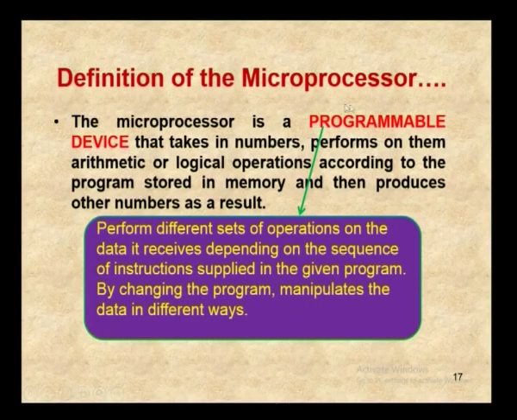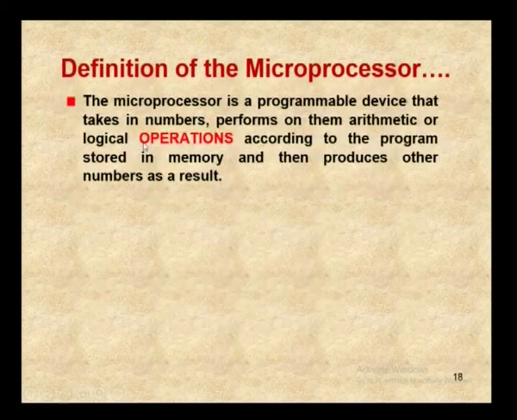The sequence of instructions is called a program, and the microprocessor can be programmed to do that particular sequence of instructions as per our requirement. By changing the program, we manipulate the data in different ways. In whatever way you want, you can do the manipulation by changing the program. Same definition I am repeating: a microprocessor is a programmable device that takes numbers and performs arithmetic or logical operations on them.